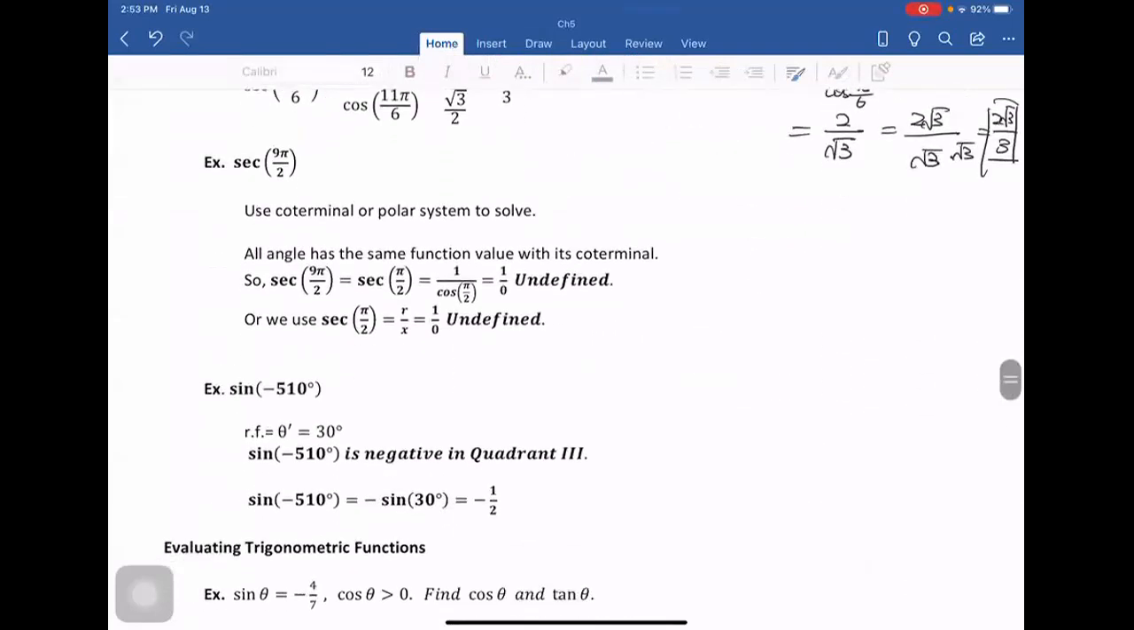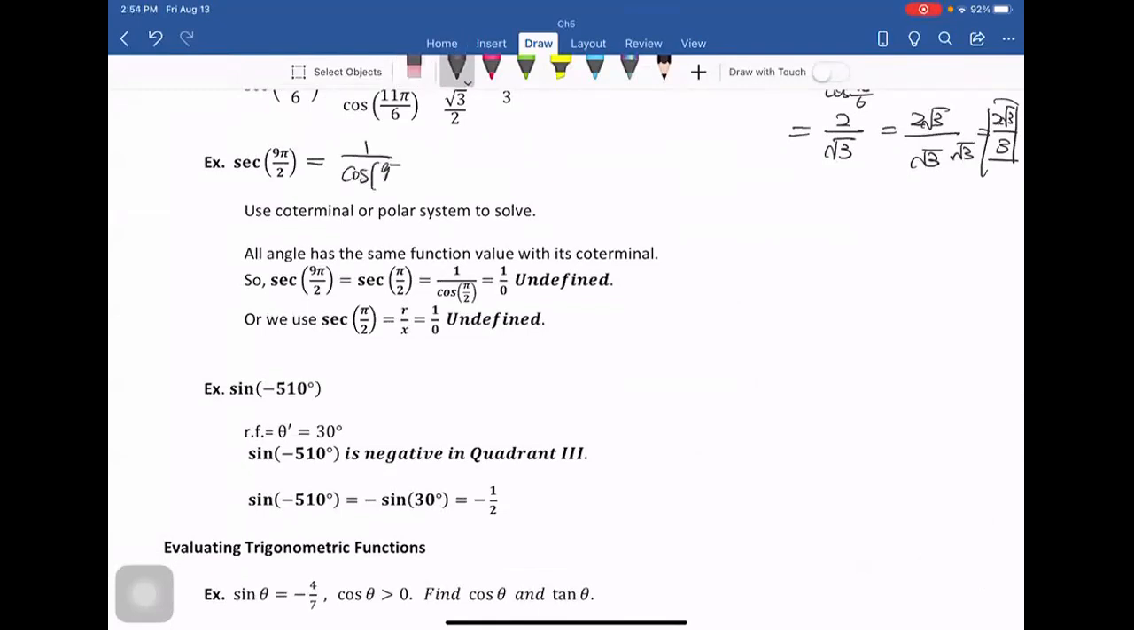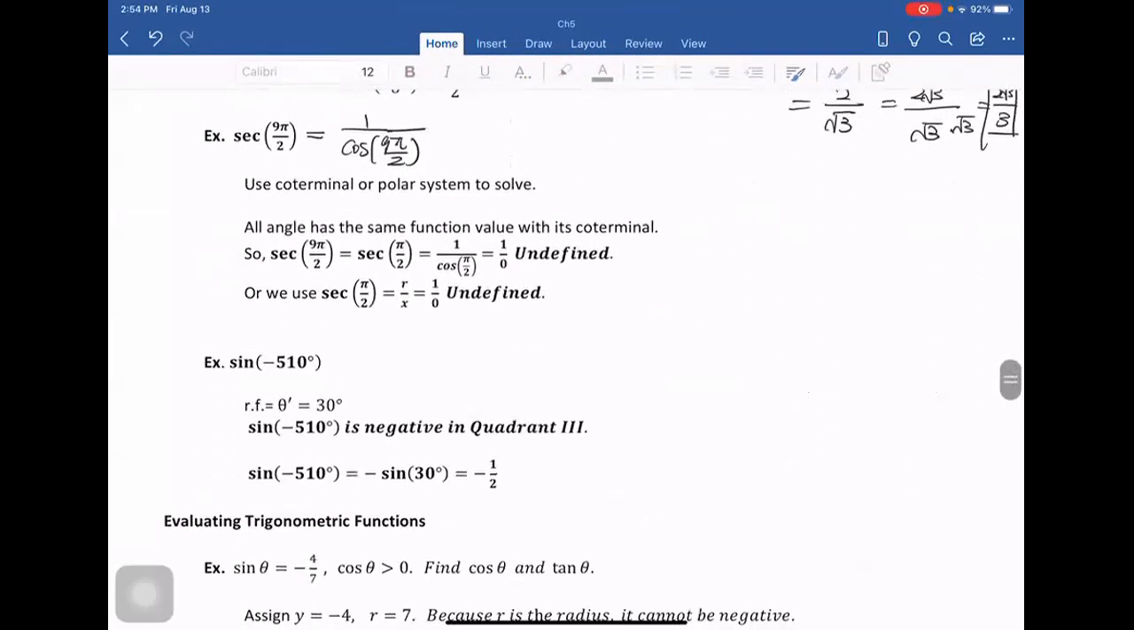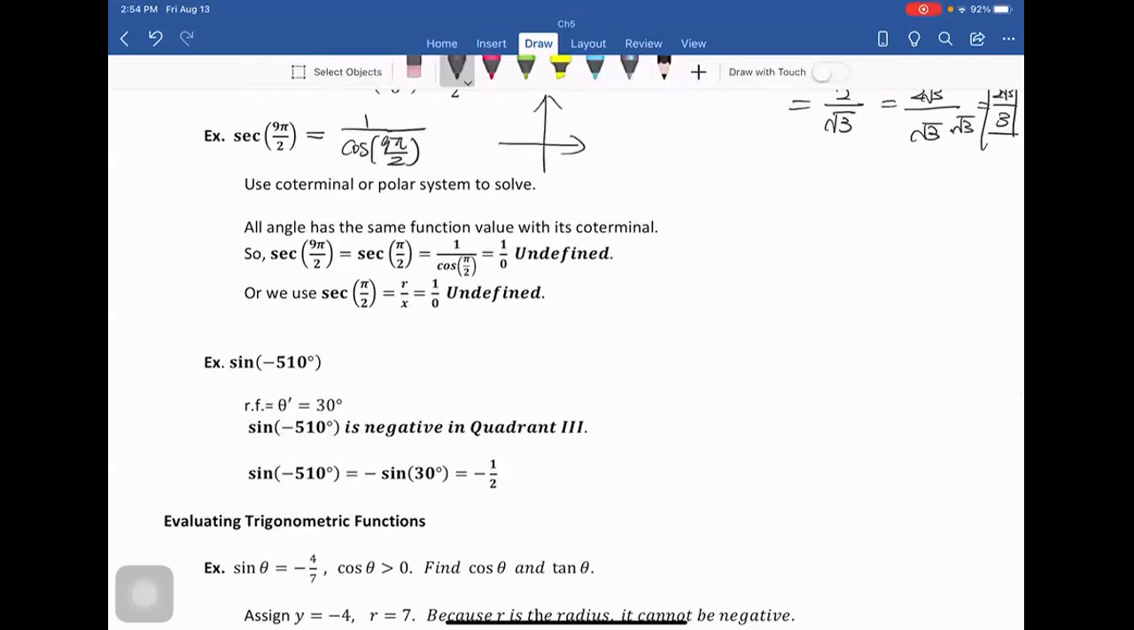Next one, secant 9 pi over 2. For this one, I'd like to convert it to the cosine. Cosine 9 pi over 2. Let's see. Oh, it's still the second example. Okay, right now I need to find the reference angle. So draw the XY plane and 9 pi over 2.